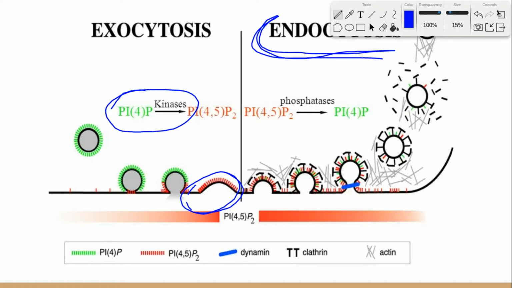So the presence of PI45P, also called PIP2. You've probably heard of PIP2 from the calcium signaling pathway. So this PIP2 is important because it recruits proteins critical for endocytosis. Specifically, it recruits AP2. AP2 is an adapter protein that binds to PI45P.